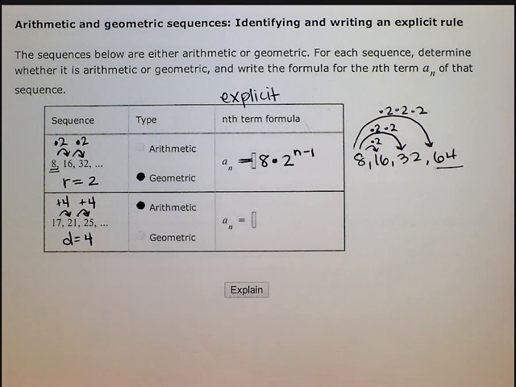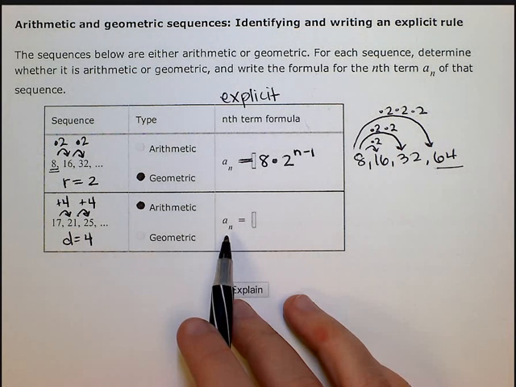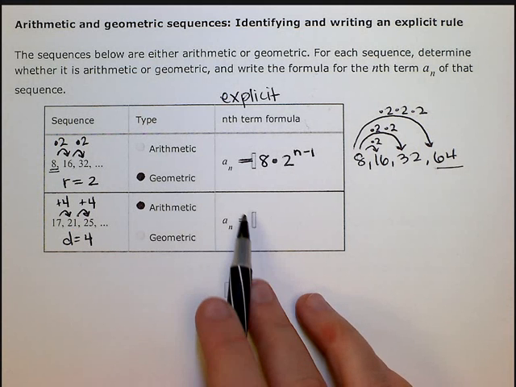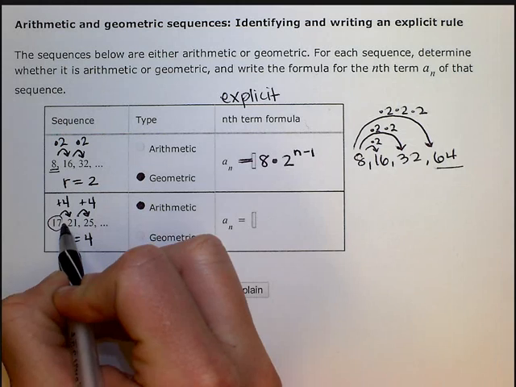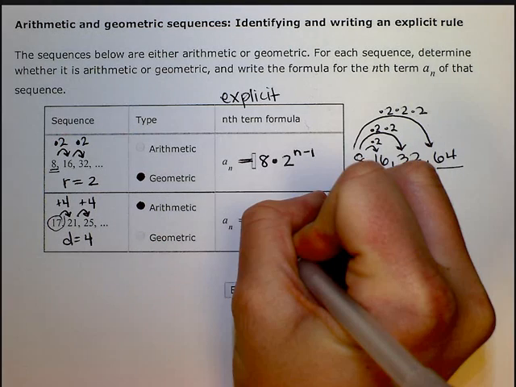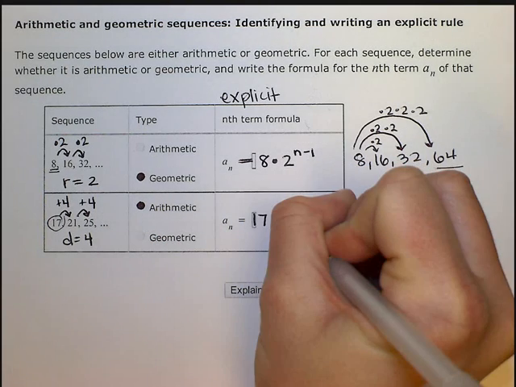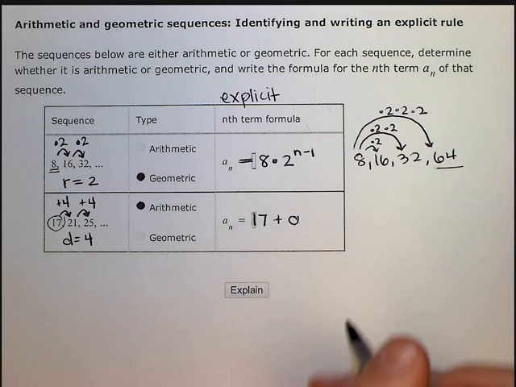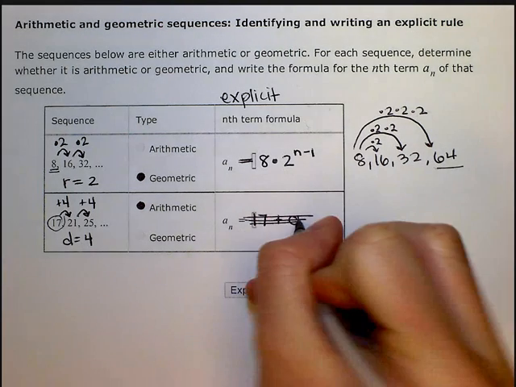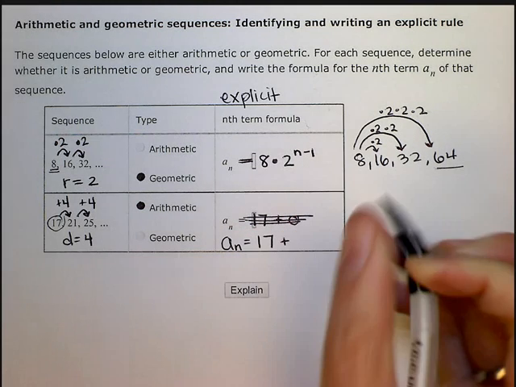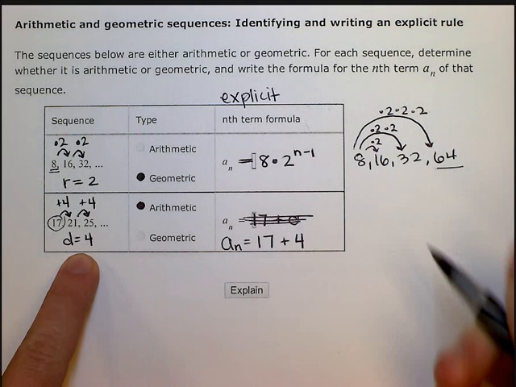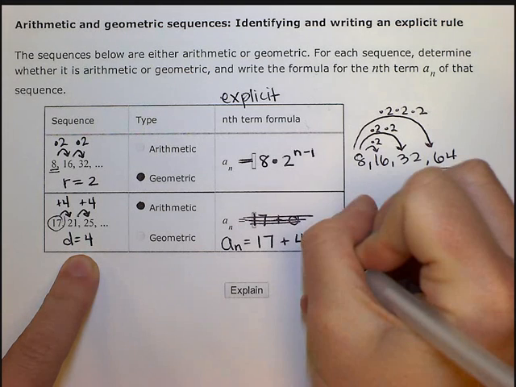Now, to write my explicit formula, to find any term value, a sub n, I'm going to take my starting value, which is 17, and I'm going to add the common difference, which is 4. I almost wrote D. Let me try that again. So a sub n is going to equal my starting value plus my common difference, which is 4, times n minus 1.